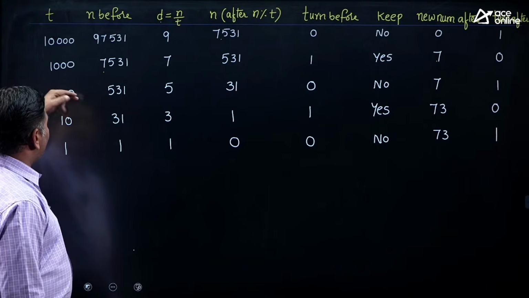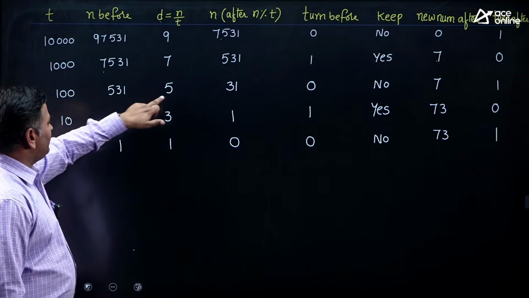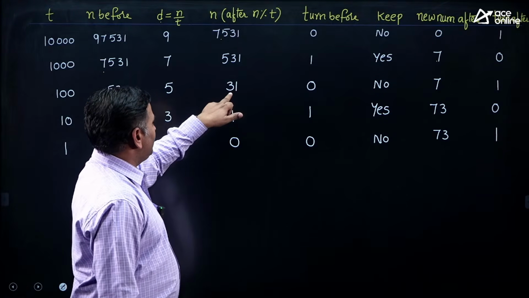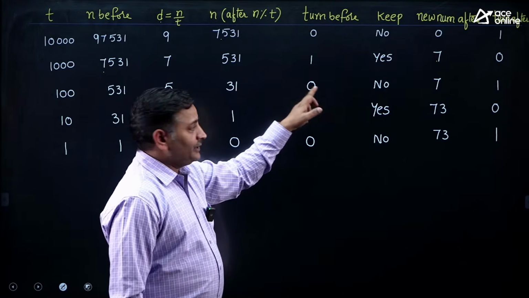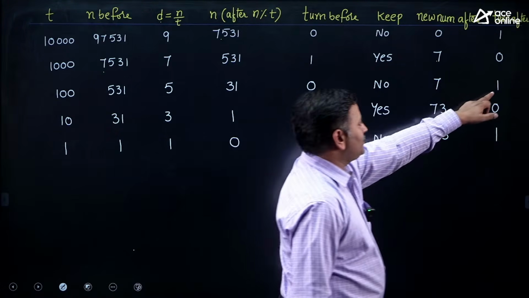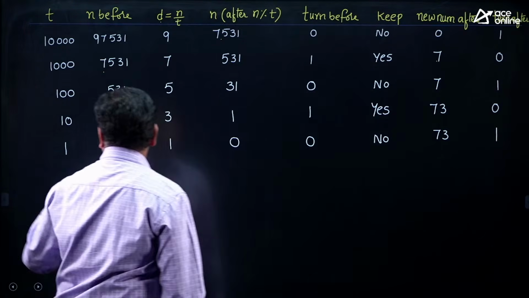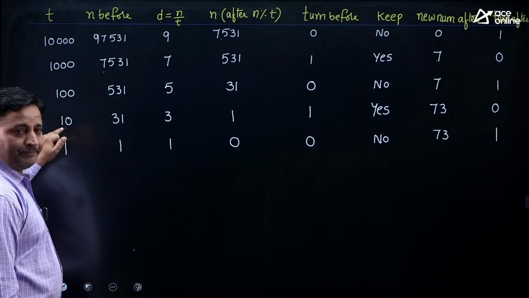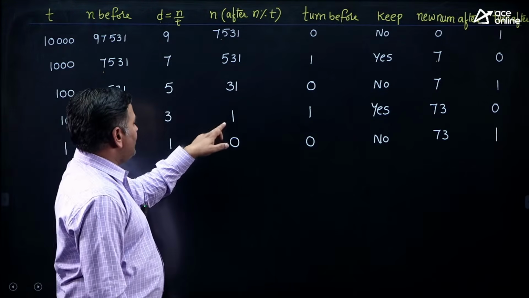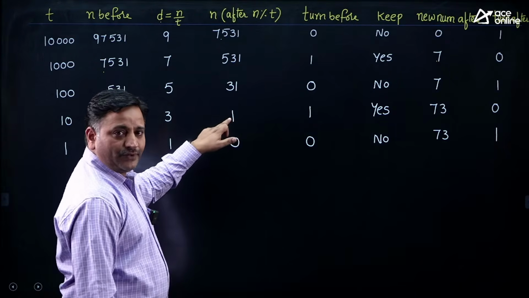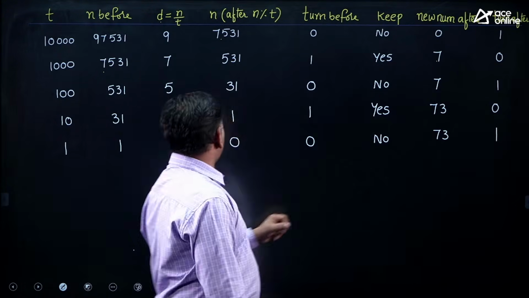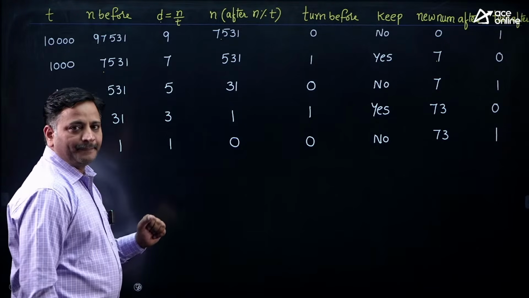If t equals 100, from 531 you take the next digit from left to right, which is 5. The remainder value of n is 31. Since turn is equal to 0, ignore that digit. No need to update new num. And make turn equal to 1. Afterwards, t is equal to 10. From here you can extract digit 3, right friends? Then the n value after taking this one equals 1. Since turn becomes 1, you have to keep that digit. What is the digit we have? That equals 3.